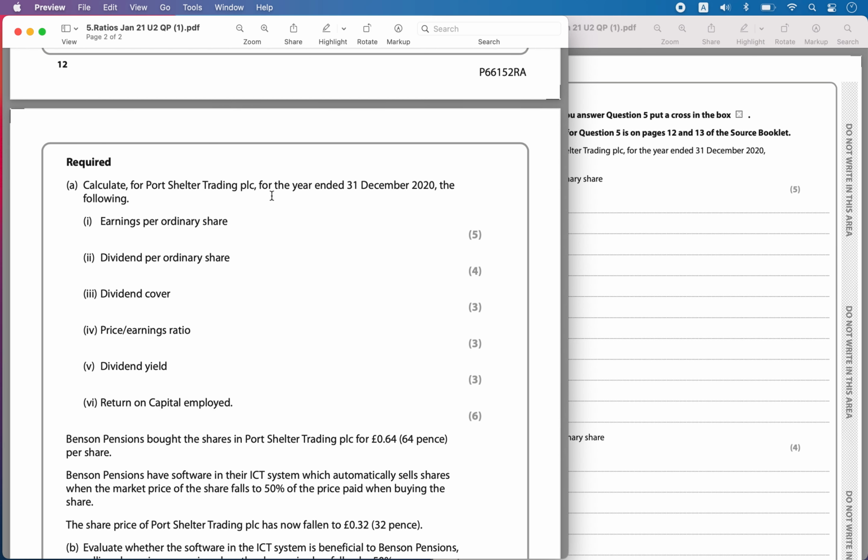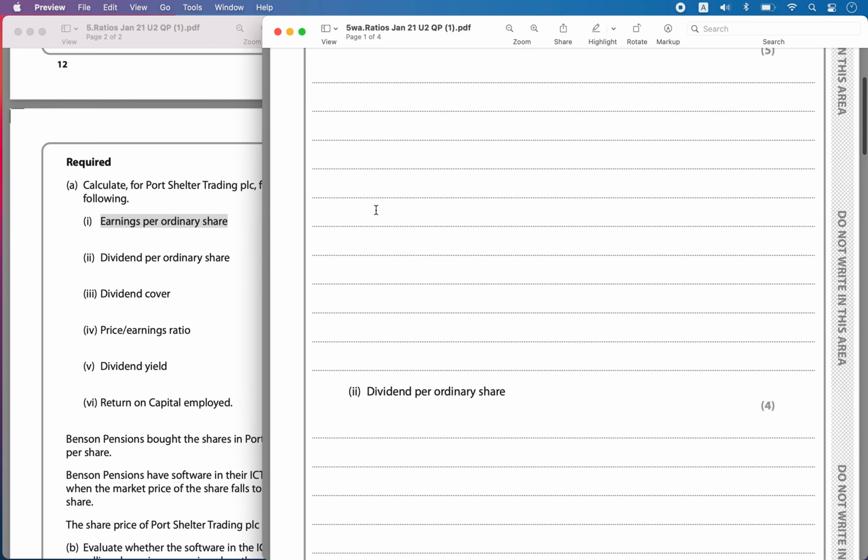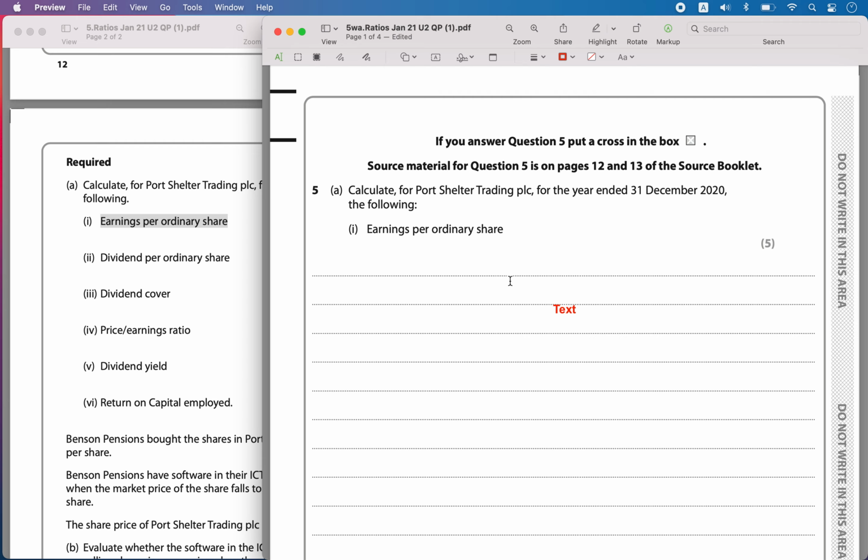Part A of the question asks us to calculate for Port Shelter Trading PLC for the year ended 31st December 2020 the following: the earnings per ordinary share. The first one is the earnings per ordinary share. We have to calculate what is meant by earnings per ordinary share. These are investment ratios. You should know the formula for this.